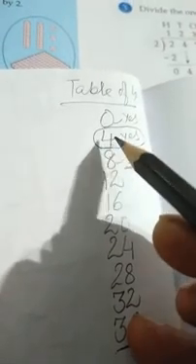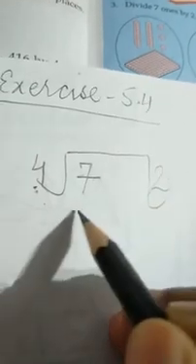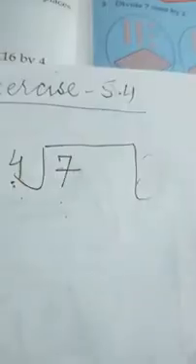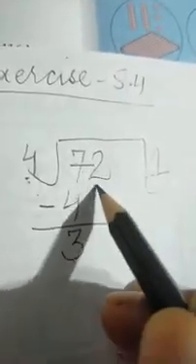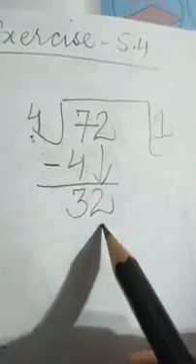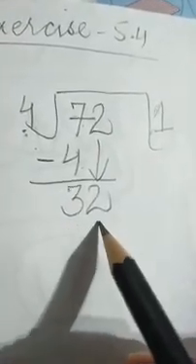We will write 4. Yes, here 4 ones the 4. Now 7 minus 4 we will get here 3. Now next digit is 2. So here we will write 2. Now it has become 32.